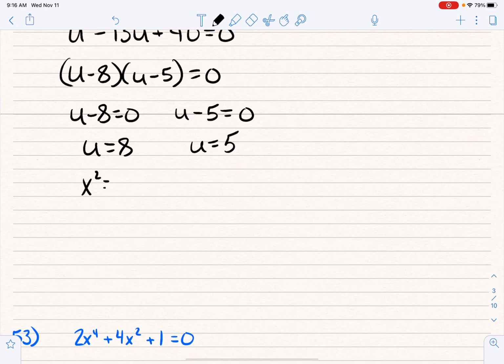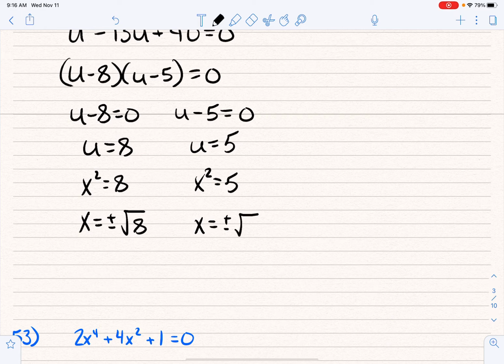So I get x squared is equal to 8, meaning that x is equal to plus or minus square root of 8. And x squared is equal to 5, meaning that x is equal to plus or minus square root of 5. And I could simplify this one down a little bit more and say plus or minus 2 times the square root of 2. So those are my solutions, okay?